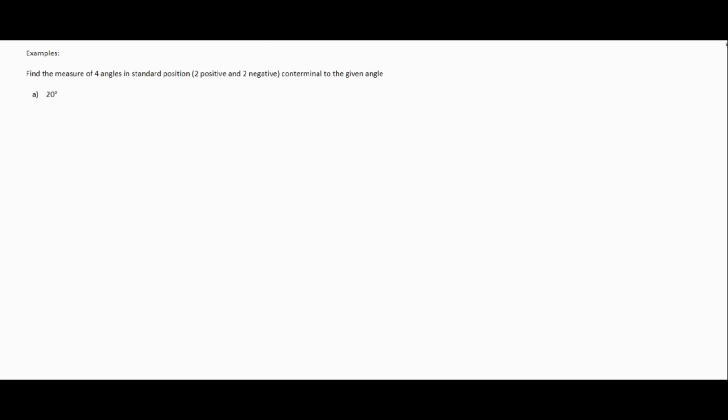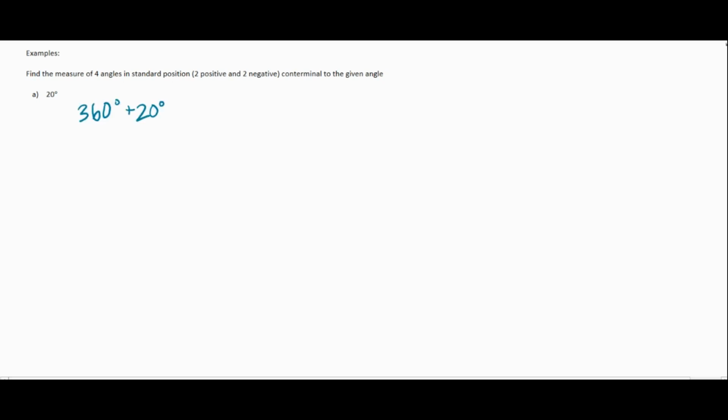Now I will be giving some examples. The first question is, find the measure of 4 angles in standard position, 2 positive and 2 negative angles, that are coterminal to the given angle. The first angle we will be working with is 20 degrees.